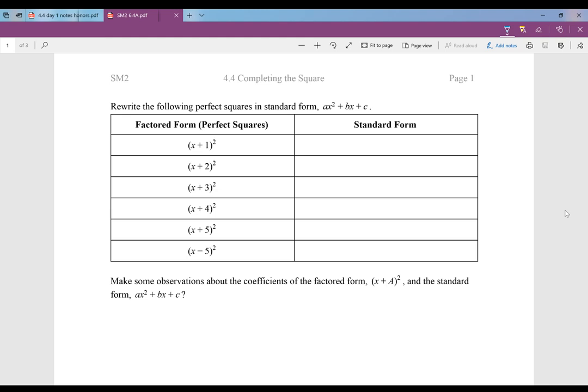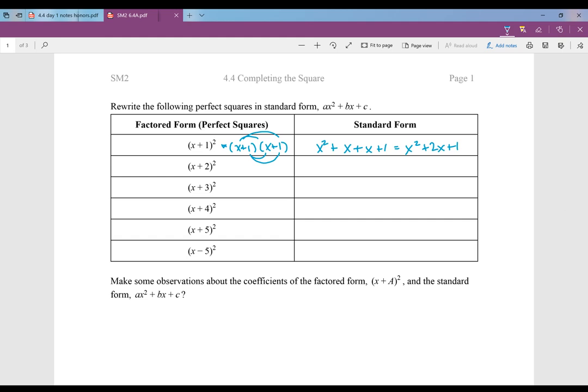So like if we have x plus 1 squared, that's going to be x plus 1 times x plus 1. And then you're going to distribute. So we get x squared plus x, and distribute our 1 to get plus x plus 1. So your final answer would be x squared plus 2x plus 1.